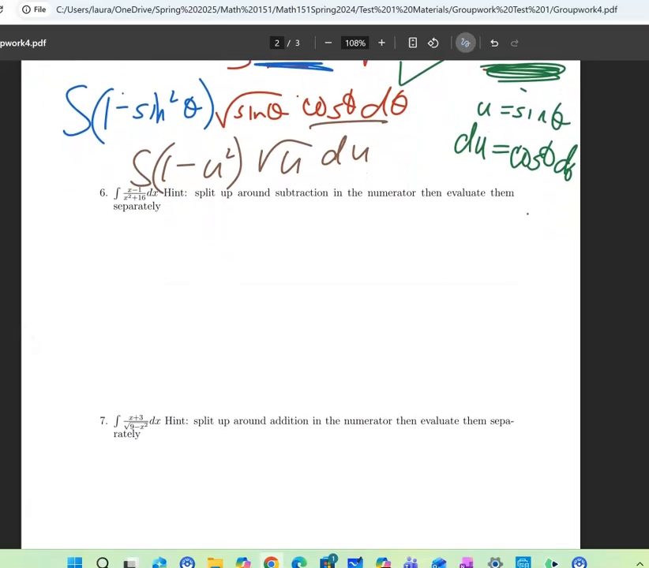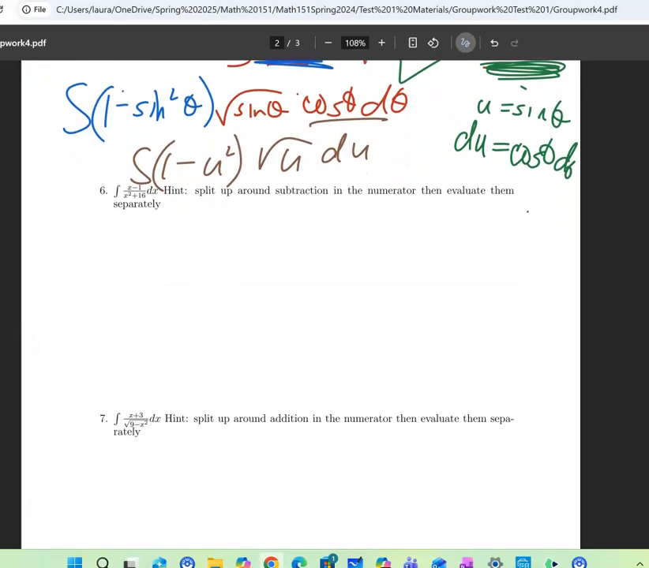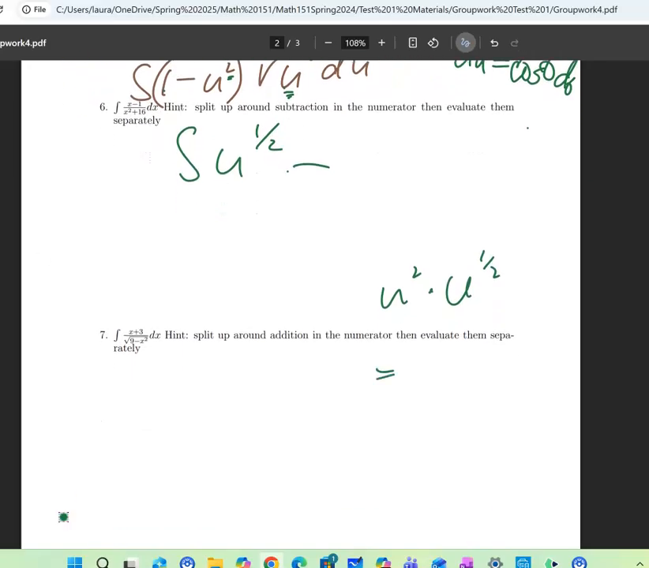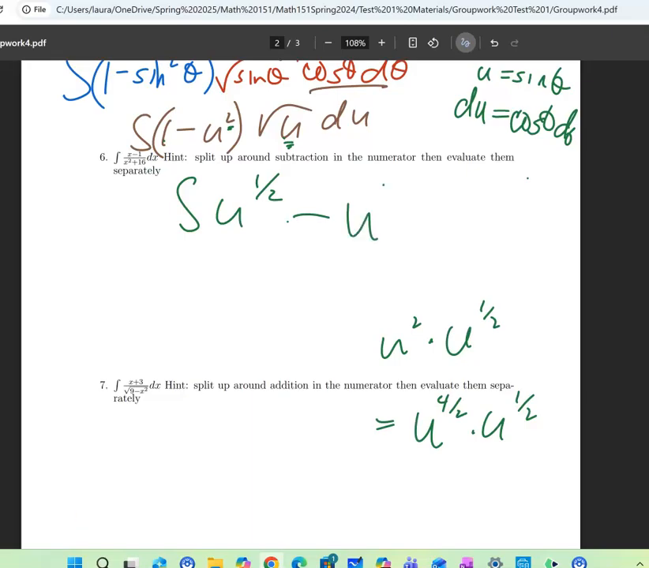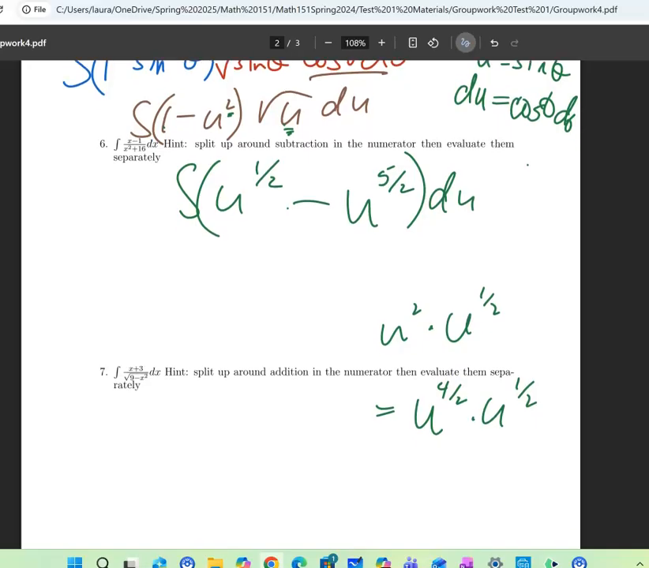Now be really careful in multiplying out. When I multiply 1 times this, that just gives me, I'm going to write it as the exponent that it is, because that's how we have to deal with it, right? Add 1 to the exponent to integrate it. So minus u squared times u to the 1/2. You add the exponents, right? So that's u to the 4/2, u to the 1/2. So that gives me u to the 5/2 because I add the exponents.